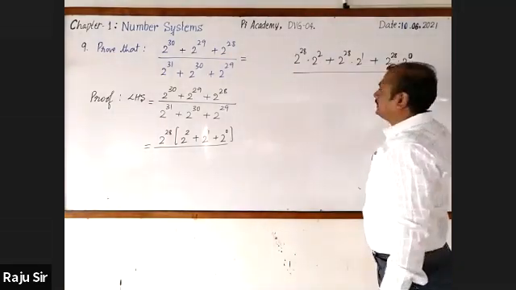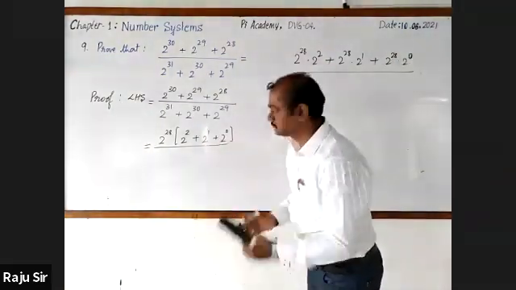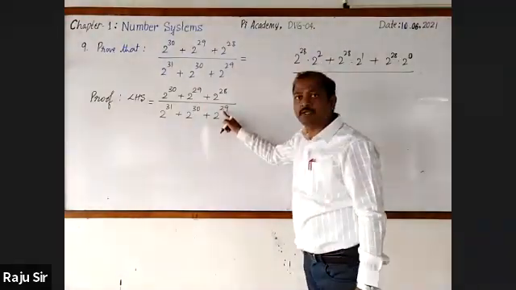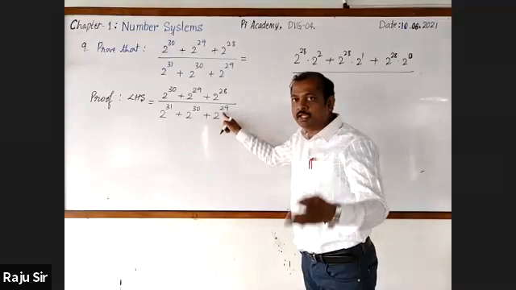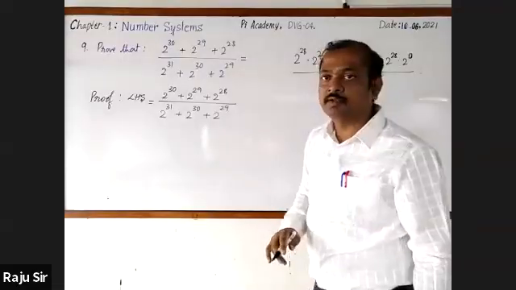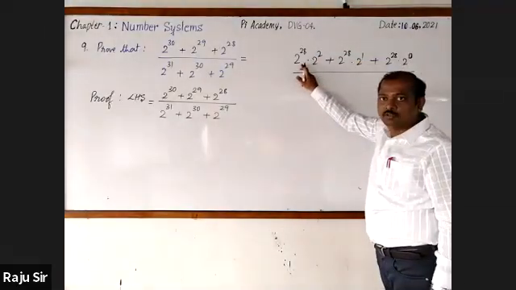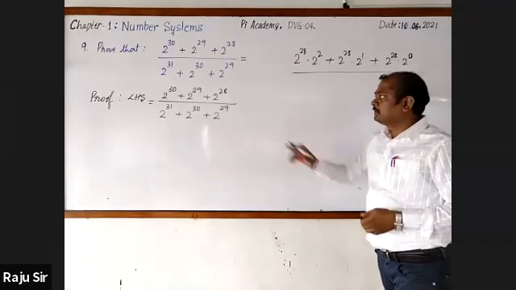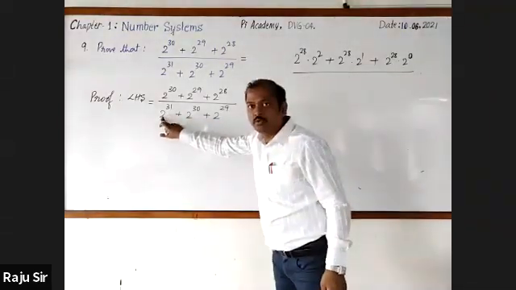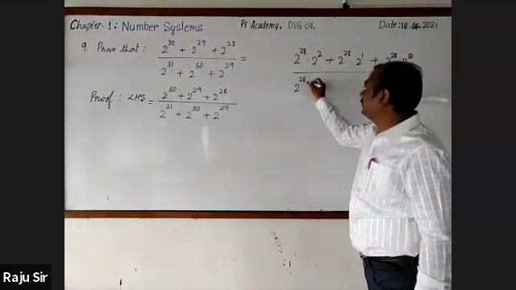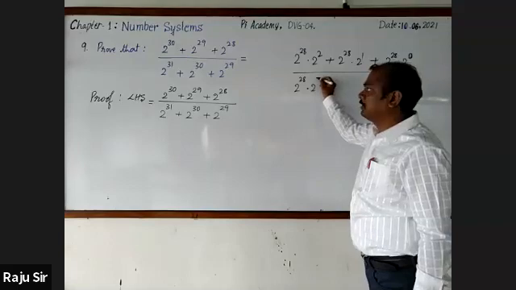Similarly, the denominator. The least power is 29. You may take out 29 as common factor. But I take 28 as common factor. The reason is the numerator has 28, and we can cancel it in the next step. That is why I write 2 raised to the power 31 as 2 raised to the power 28 into 2 raised to the power. How much should I write?